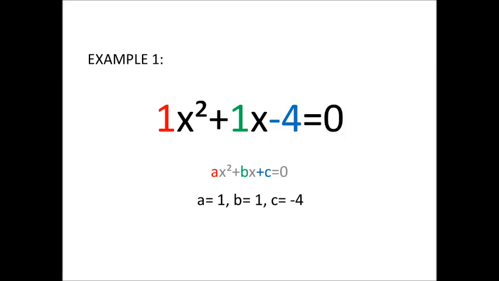So the first thing you have to do is establish the value of each letter. In this case, the value of A will be 1, the value of B will be 1, and the value of C will be negative 4. Notice that down below in the example, I colored the letter and the number in the same color so you can know how the standard form relates to the problem we have shown here.